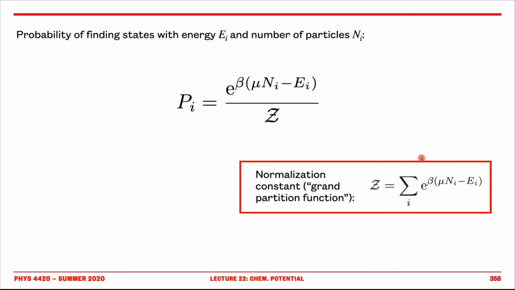You can show very easily that the sum over i of p_i, with the definition of Z, is equal to 1. And just the same way as we introduced the partition function before, this Z here is the grand partition function. So basically the loop is completed. We have everything that we wanted to have here.